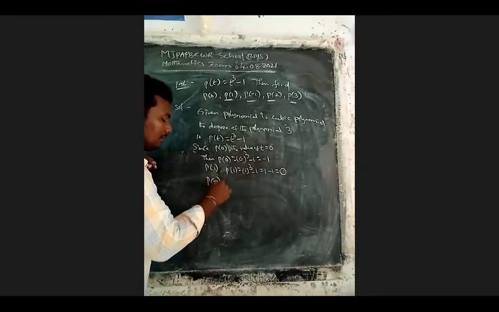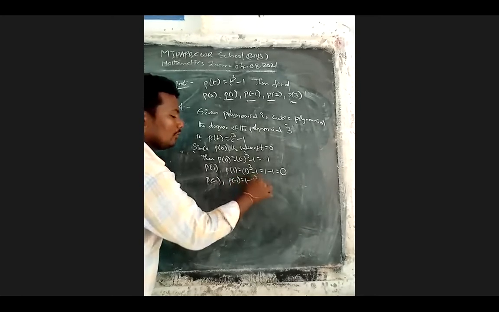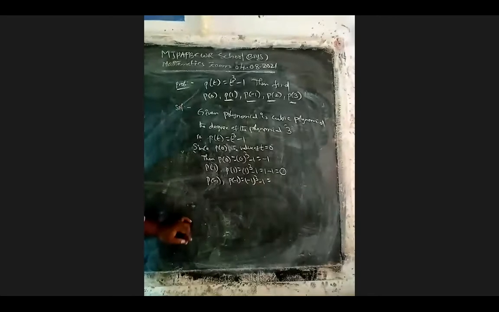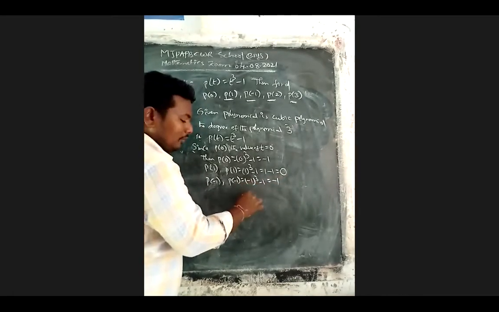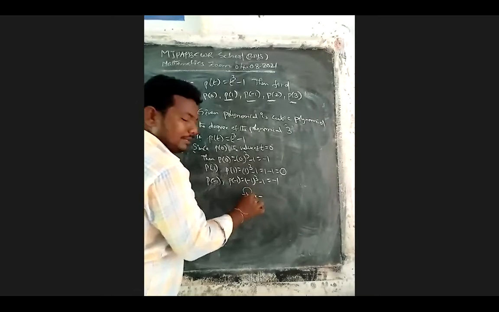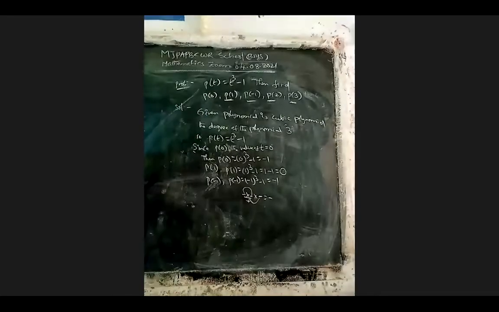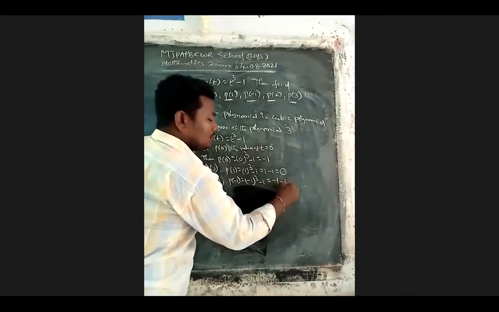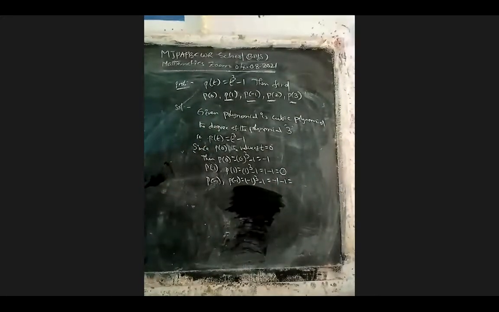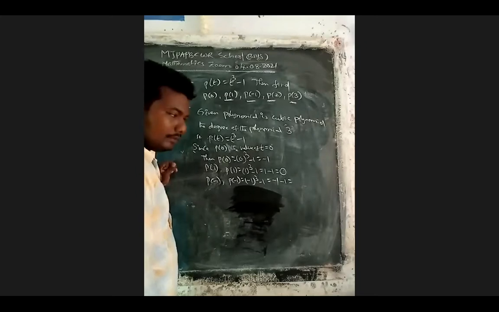Also P of minus 1 equals minus 1 whole cube minus 1. Minus 1 whole cube is minus 1, because it is an odd power: minus into minus is plus, plus into minus is minus. So minus 1 minus 1 equals minus 2.